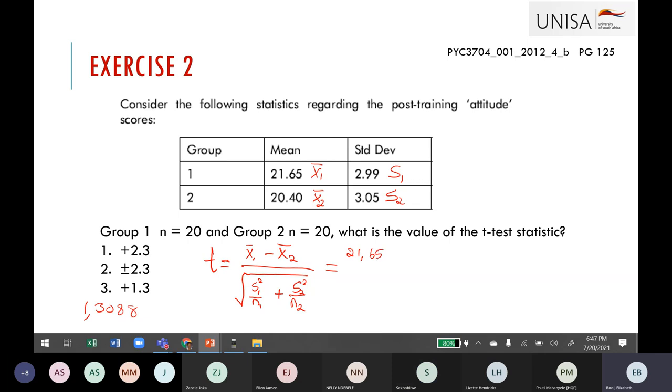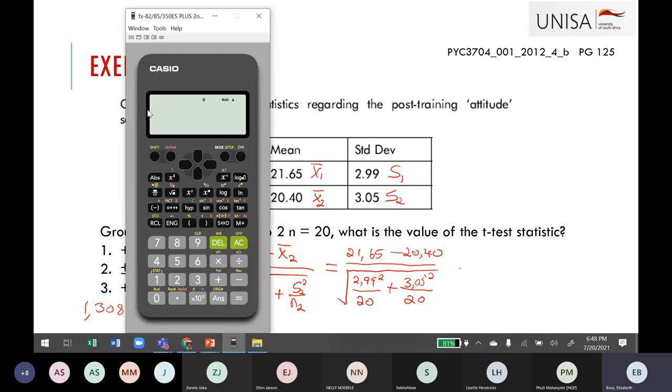The mean for group one is 21.65, minus the mean of group two, which is 20.40, divided by the square root of our standard deviation squared, which is 2.99 squared, over our n for group one, which is 20, plus 3.05 squared over 20. Then I'm going to use my calculator.